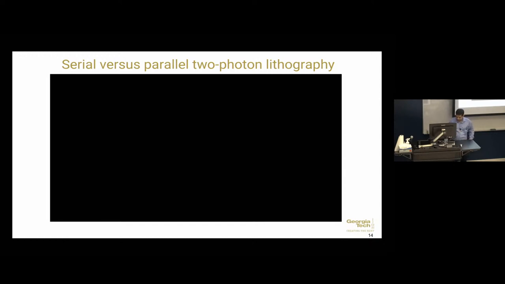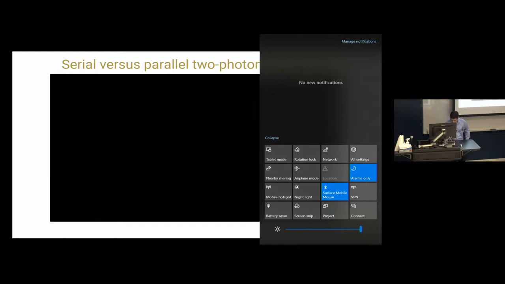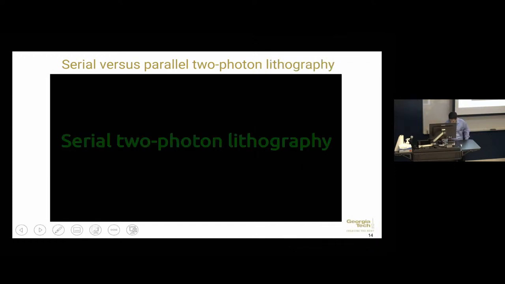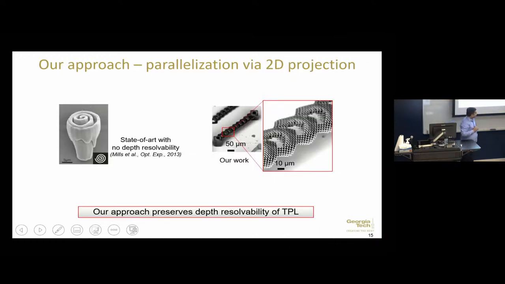You project a plane, stack it up, and create a 3D structure. What is different here with respect to stereolithography is the resolution of the part, or resolution of printing. So on your left, these are images. This image is from literature, previous attempts at creating these projection type two-photon lithography implementations.